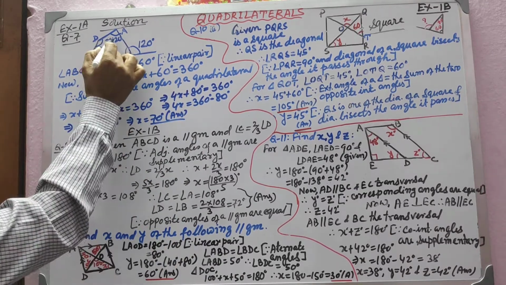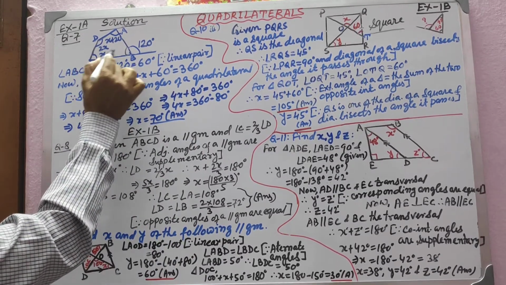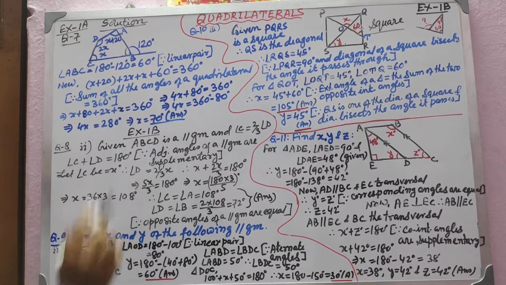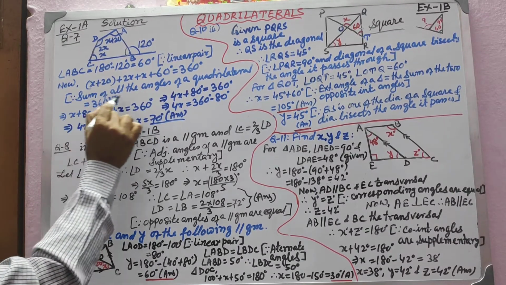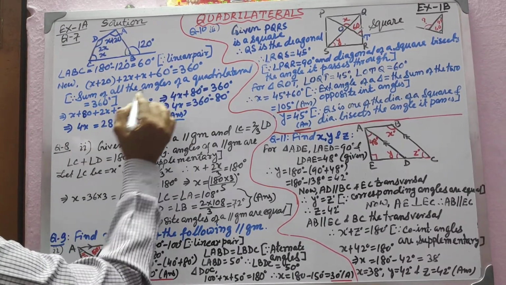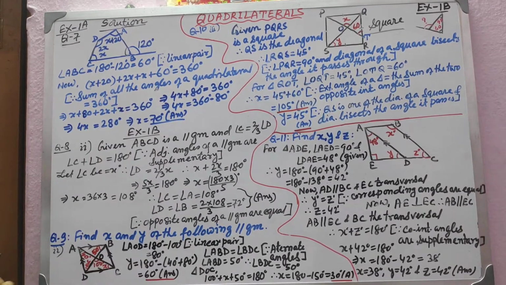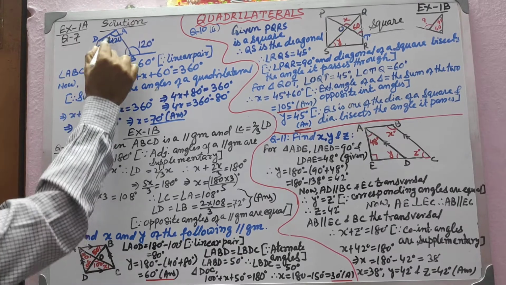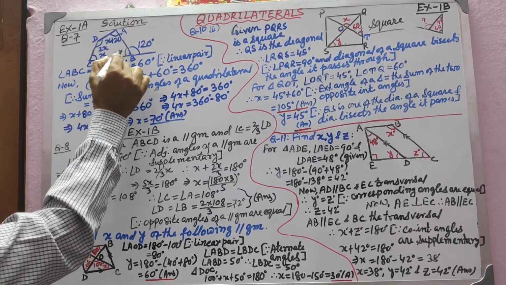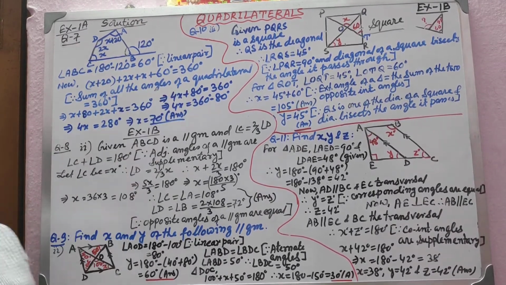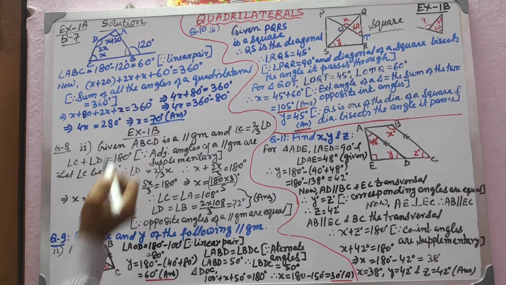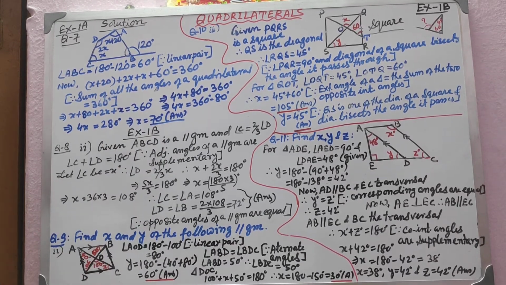Now x plus 20 plus 2x plus x plus 60 is equal to 360 degrees. Why? The sum of all the angles of the quadrilateral is equal to 360 degrees. That you write down, that is the reason. That is why this angle plus this angle plus this angle plus this, which is 60 degrees now, is equal to 360 degrees. Now find the value of x with a simple linear equation.